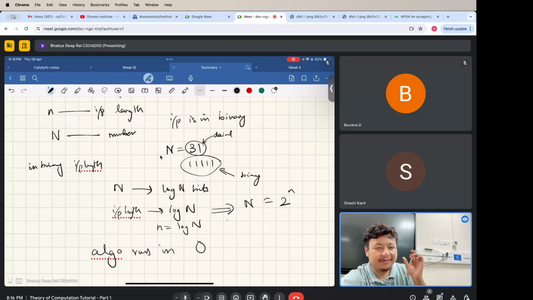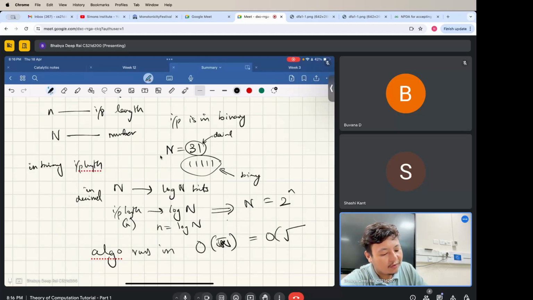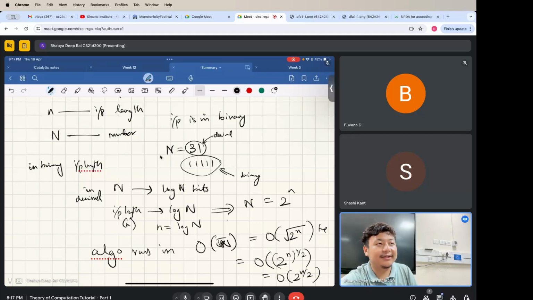So to represent a capital N number, I need log N bits, and input length small n is log N. So capital N is nothing but 2 to the power n. And the algorithm runs in how much? Order root N time, right? Which is order root 2 to the n time, which is order 2 to the n whole to the half, which is equal to order 2 to the n by 2. What is this? This is exponential.